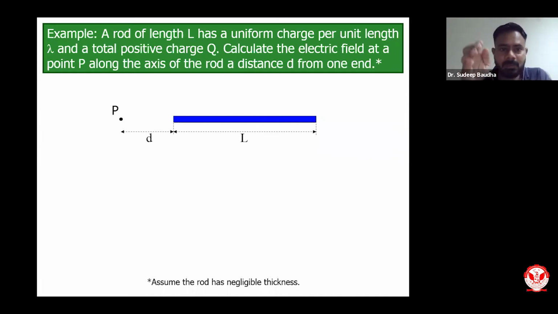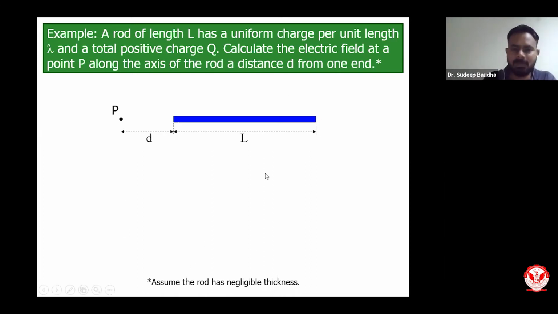And a total positive charge Q. Please remember, in this case, I am talking about positive charge Q. So I have a rod whose length is L. The charge over the rod is uniform, whose uniform charge per unit length is lambda, and the total is Q. We have to calculate the field at a point P along the x-axis, along the axis of the rod, at a distance d from one end.